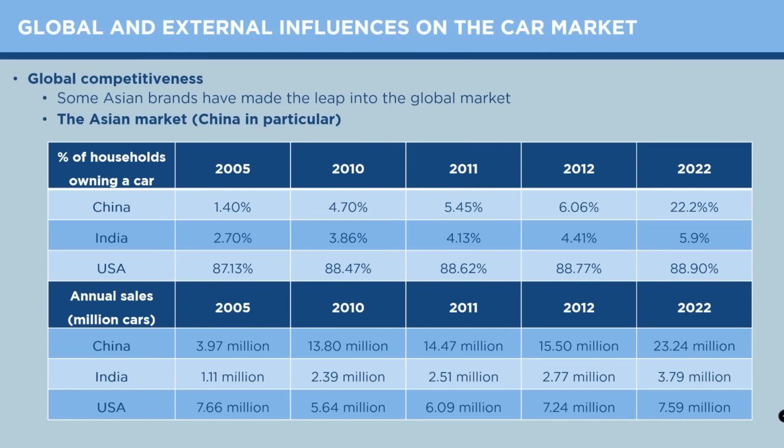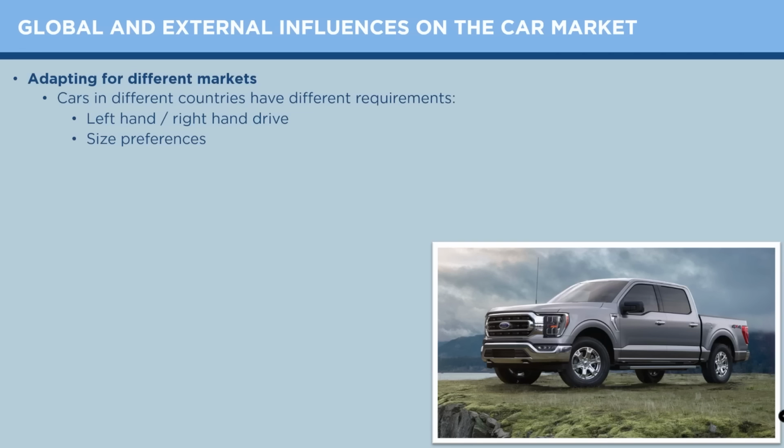Most people in the USA already have cars, whereas in China, there's still a huge amount of the population who haven't. In terms of annual sales, you can see that reflected there, especially in China, where it went from 3.97 million in 2005 to 23 million in 2022. And the USA has actually dropped a little bit since 2005. So, some factors worth considering. The growing markets are the Asian markets, and some of the more established economic markets are actually fairly low growth in terms of sales.